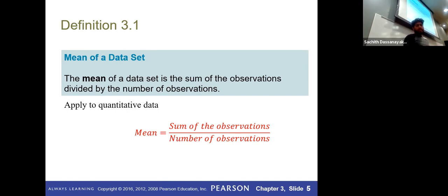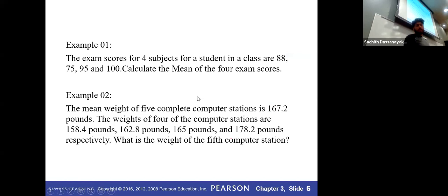If you, let's say, check this one, I'm going to do example 1. In this, the exam scores of 4 subjects of our students are 88, 75, 95, and 100. Those are the 4 scores. So how do we find the mean? Mean or average. Mean equals the summation of all those 4 values.